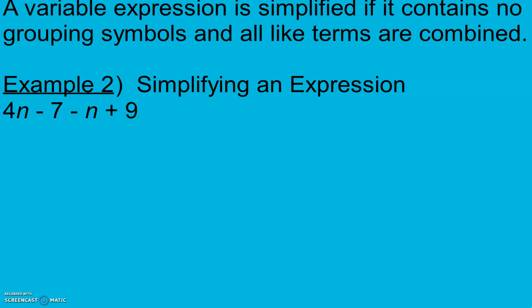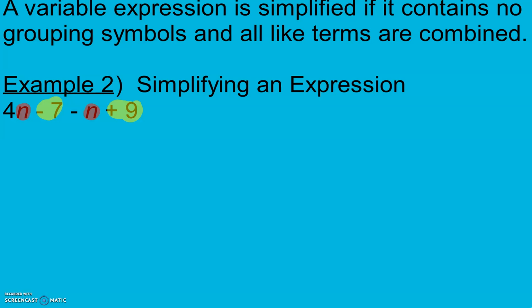So in example 2 here, I'm going to look for sets of like terms. I have an n here and an n here. So those two terms are like terms. If I look, my negative 7 doesn't have any variables, and neither does my 9. So those are also like terms.